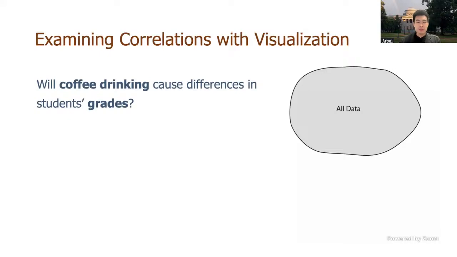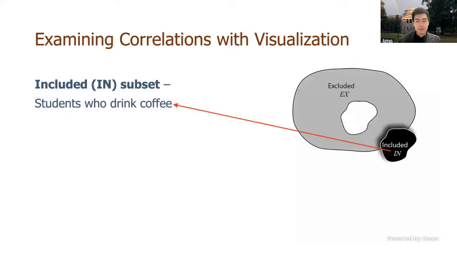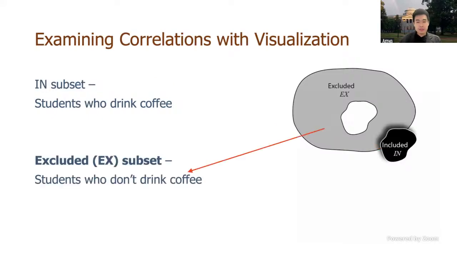Let's go through a very simple example analysis. Assuming we have a data set of students' grades, we want to analyze whether coffee drinking impacts students' grades. What can we do? Usually the first step is to filter the data, from which we get an included data subset. Here is our point of interest, data samples including all students who drink coffee. Simultaneously, it will create a remaining data subset, the excluded subset, which contains all students who don't drink coffee.